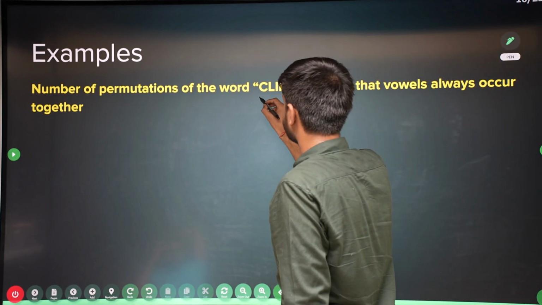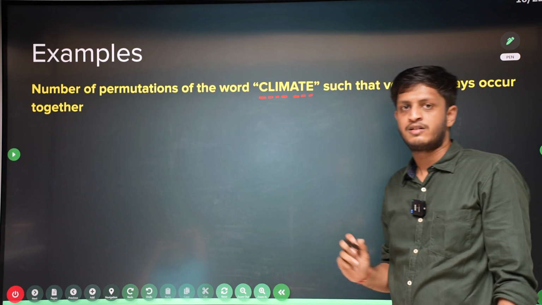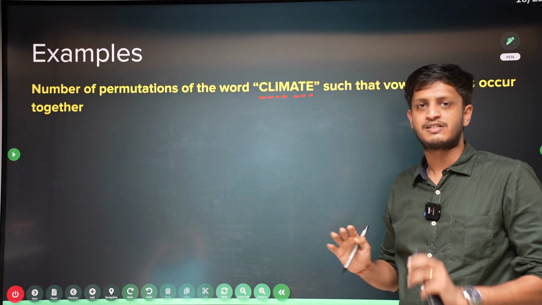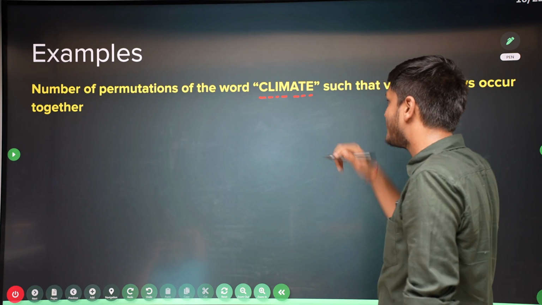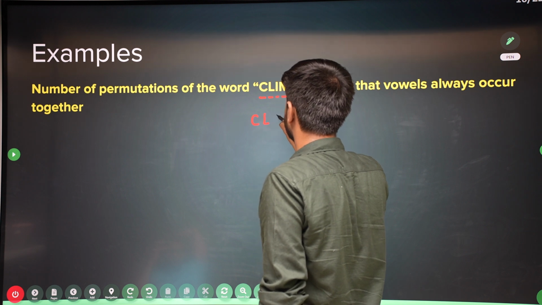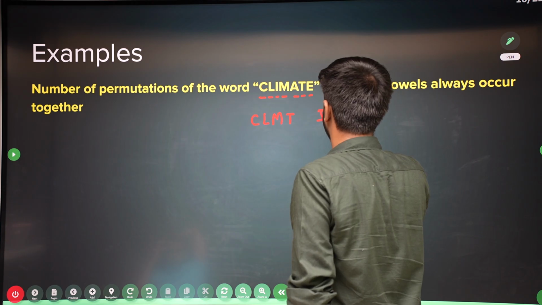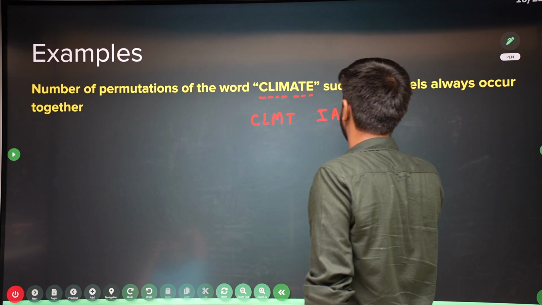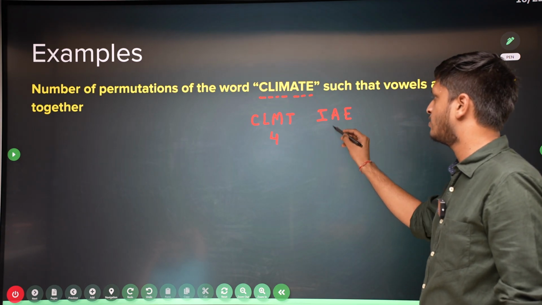First thing, there are 7 letters and all of them are different. So this is one good thing. Okay, and now how many vowels do we have? C is a consonant, L is a consonant, M is a consonant, T is a consonant, I is a vowel, A is a vowel, and E is a vowel. We have 4 consonants and 3 vowels.